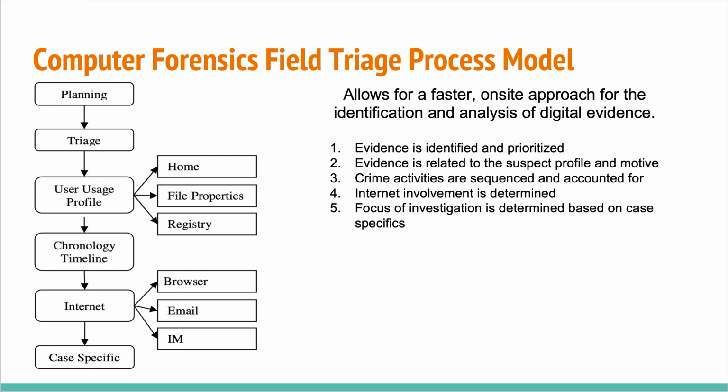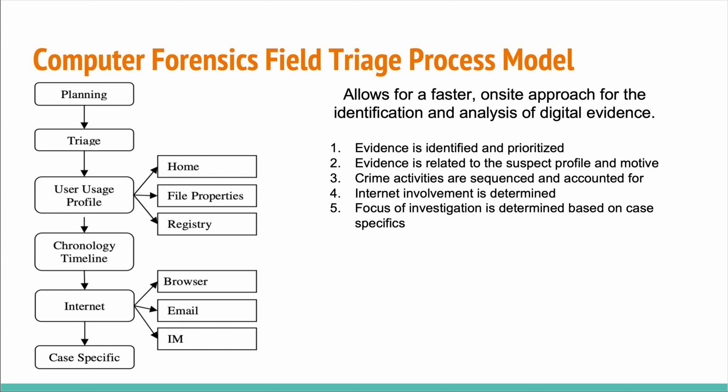So the next model is the computer forensics field triage process model. This is more for an on-site process. This allows for a faster, right on the site approach for the identification and analysis of the digital evidence that is found for a crime. Within this process, we have a planning and triage phase that kicks it off. This is where the evidence is identified, and within that triage phase, the evidence needs to be prioritized because they are on site, so they need to flow through this process in a quicker manner.